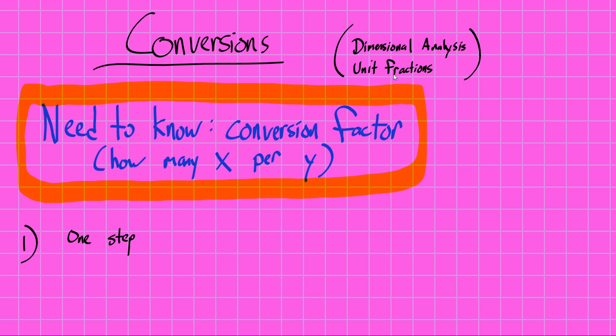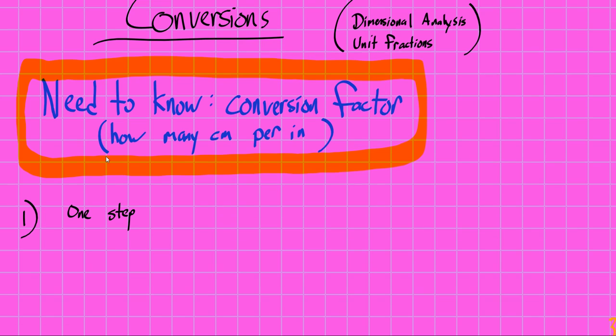Unit fraction means a fraction that has a value of 1. So the same worth on top and on the bottom. To do this, you just need to know the conversion factor. How many x per y? So that could be how many cups in a gallon. It could be how many feet in a meter. It could be how many centimeters in an inch, or any other units that you're trying to convert. You just need to know the conversion factor between them. And if you don't know that in one step, we can do it in more than one step.